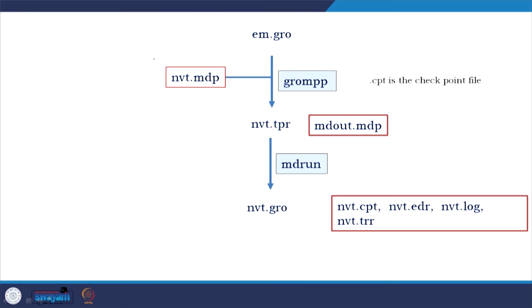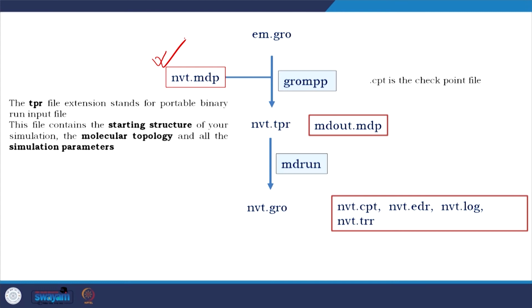So now what are we doing? We are doing NVT. If you remember, this is an ensemble. What we get after the md run is nvt.gro, the main file. Additional files are nvt.cpt, nvt.edr, nvt.log, nvt.trr. Most of the files I have already talked about. The TPR file we already told about. It stands for portable binary run input file. It contains the starting structure of the simulation, the molecular topology and all the simulation parameters, and because it is in binary format it cannot be read with normal editors.